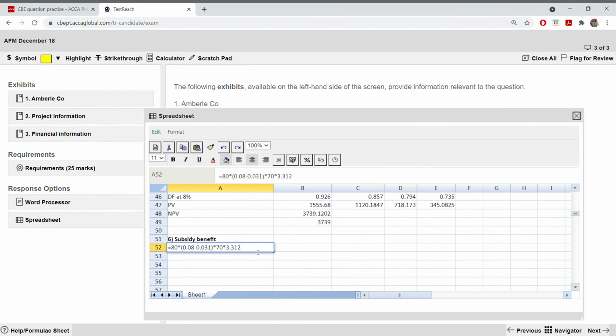For the 4 years you will be getting this benefit of subsidized loan. 4 years, that's why you have to take the annuity factor and enter. This is the answer.